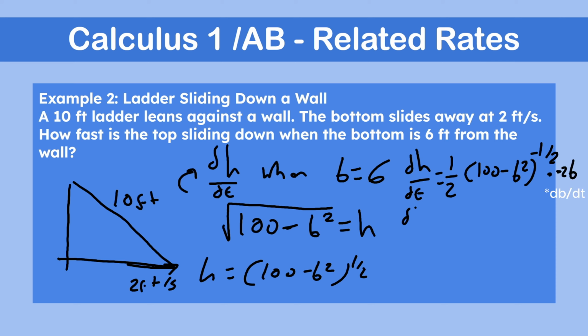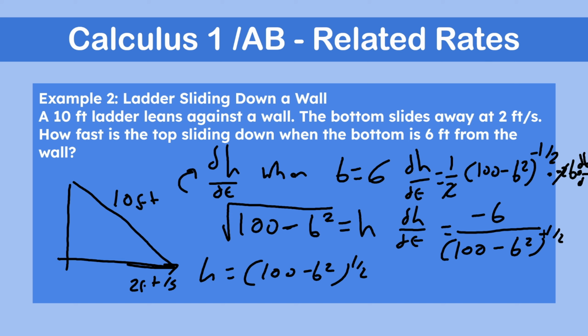So we'll get that the rate of change of the height is equal to negative b, because the negative 2 and the 2 cancel out, over (100 minus b squared) to the power of 1/2, multiplied by the rate of change of the base. I forgot to include that rate of change of the base, because although we have b, we still have to put the derivative of b because we're implicitly differentiating. So you have negative b over (100 minus b squared) to the power of 1/2 multiplied by the rate of change of the base.